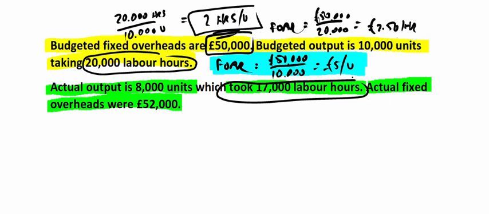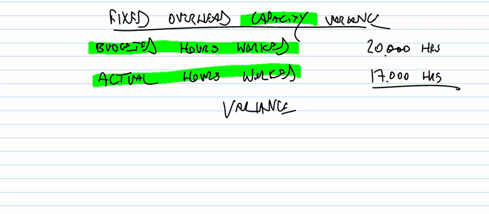Now actually you can see immediately they've worked fewer hours than expected, so actually that's likely to lead to a reduction in the volume they can produce. And if I compare those two figures, I get 3,000 as my variance. Now at the moment that's measured in hours, and because they've worked fewer hours than budgeted, that's going to lead to a reduction in volume, so that's an adverse variance.